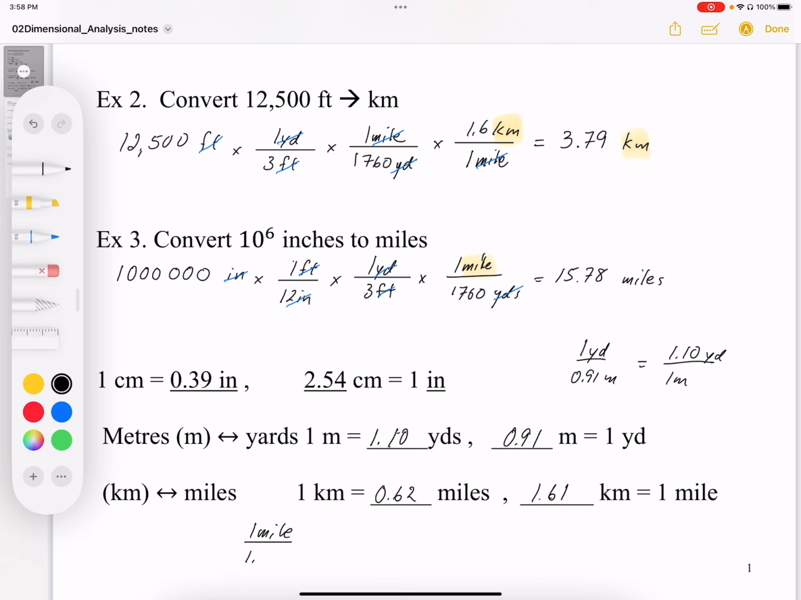And again, what this looks like is my ratio is 1 mile to 1.61 kilometers. So when I divide this, I'm going to get a unit rate of 1 kilometer, and 1 divided by 1.61 gives me 0.62 miles per 1 kilometer. Okay, so that ends up being my unit rate going in the other direction.